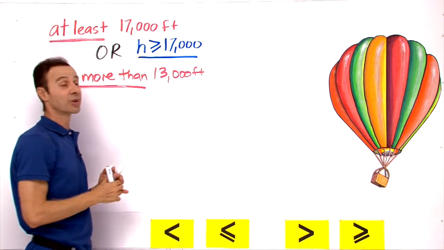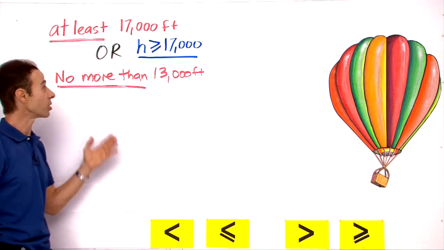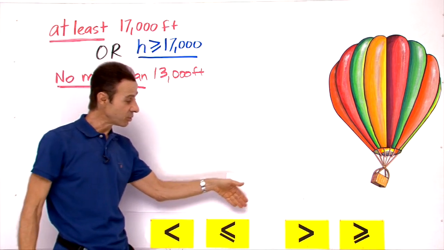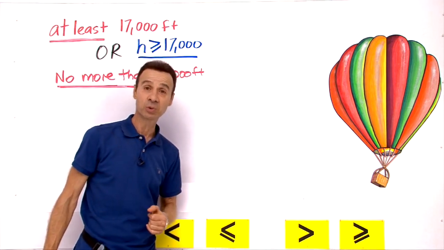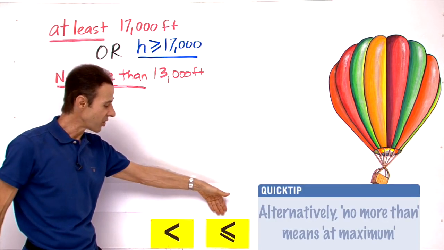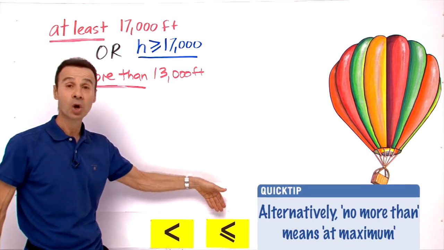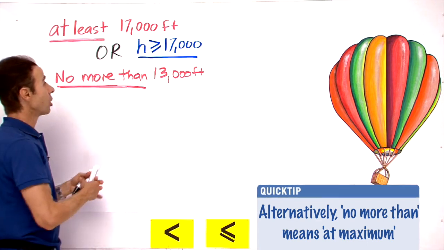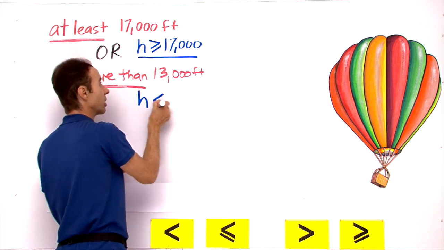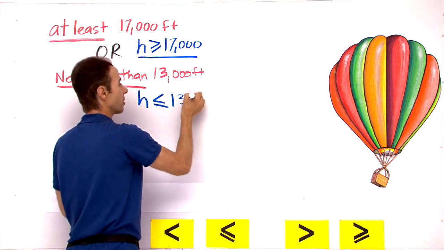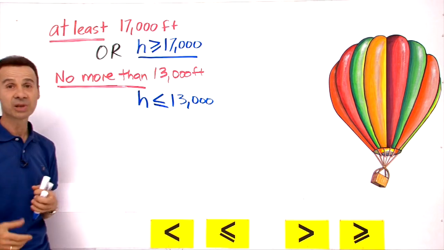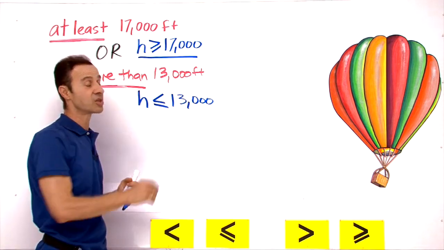Okay, let's have a look at the next phrase and see which one we can match up with. No more than. Which one would it be? Less than or equal to, greater than? It can't be greater than or equal to, we just used it. Well, no more than is actually this one here. Less than or equal to. At most, no more than. So no more than, so let's put h, the variable, less than or equal to 13,000 feet.